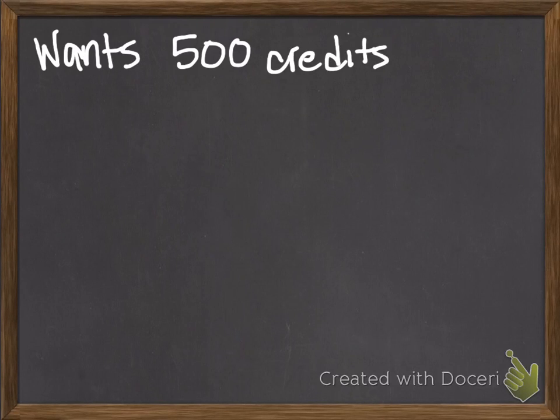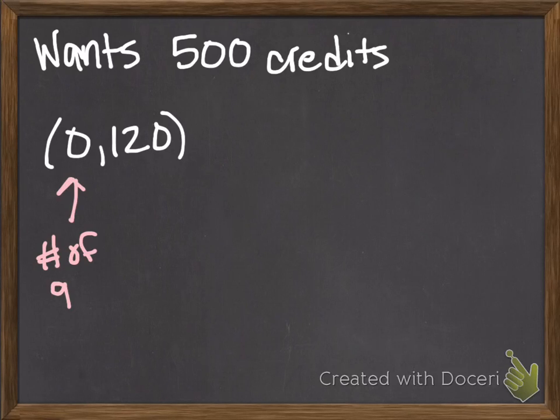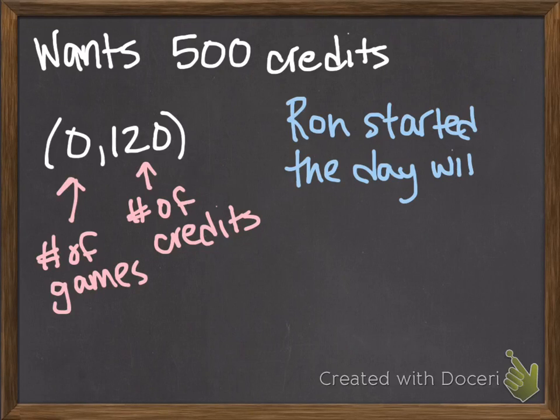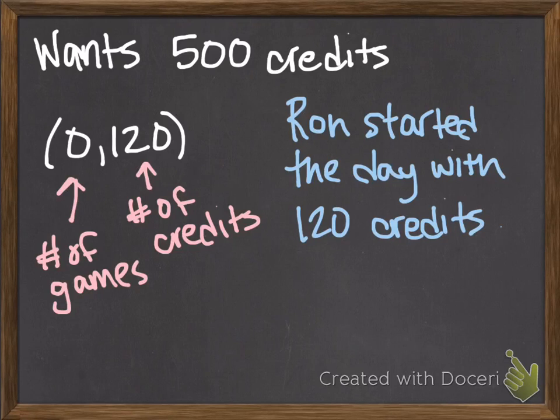So he wants 500 credits at the end of the day, and they want us to start out by describing what 0, 120 means. Well, 0 is representing the number of games he has won at that point, and 120 is representing the number of credits that he has earned. So the point 0, 120 represents that Ron started the day with 120 credits. He hasn't actually played any games today, but he has 120 credits left over from the last time.